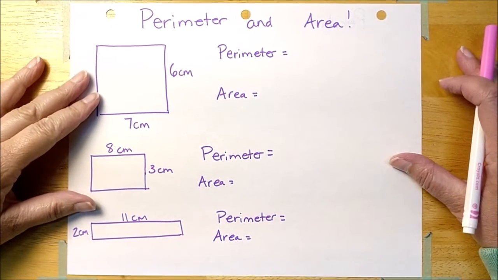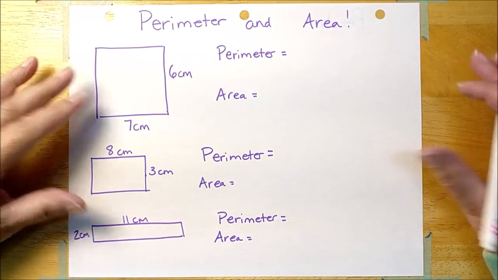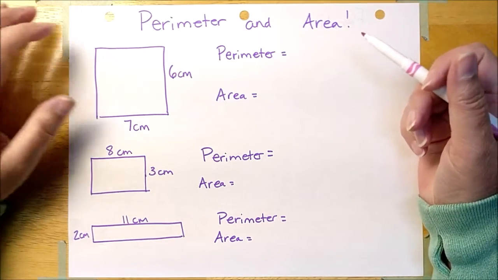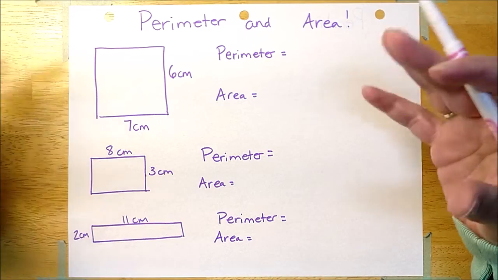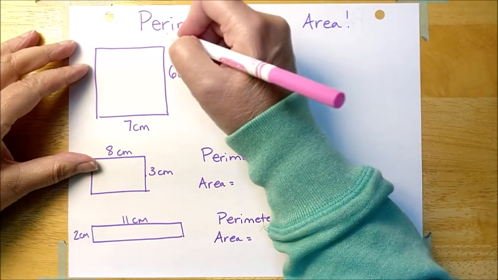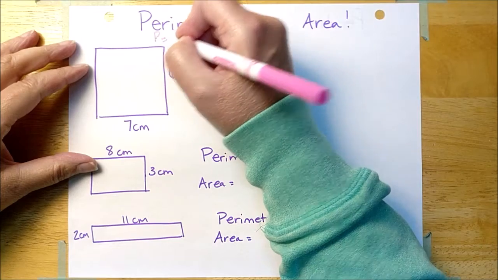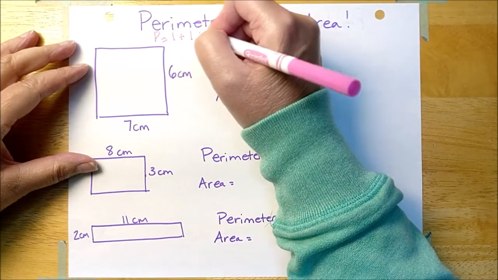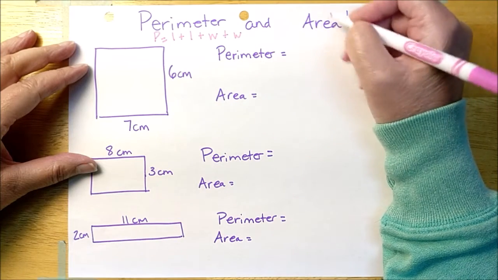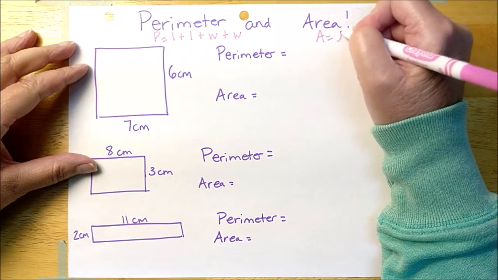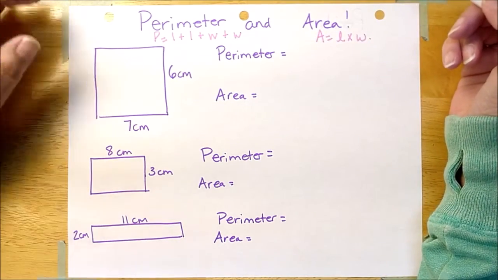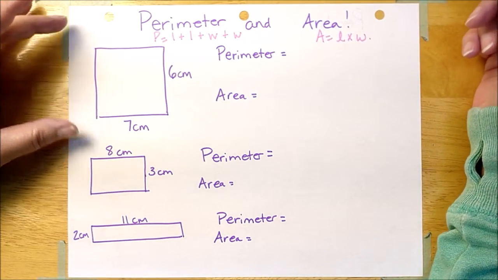Welcome to Math on this Thursday morning, grade 4, and today we're going to be doing area and perimeter. So we're going to be figuring out the area and the perimeter for shapes. Just to remind us, perimeter is length plus width, and area is length times width. So we have to remember those two formulas when we're doing this.